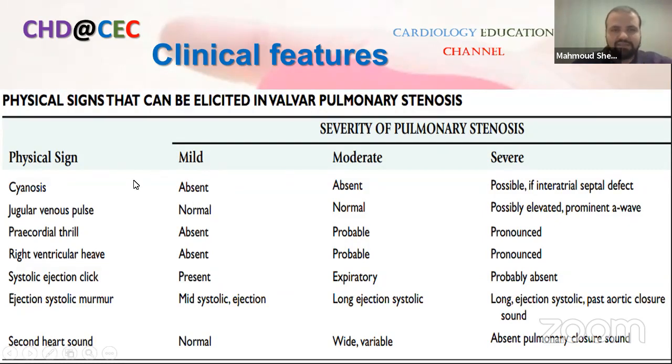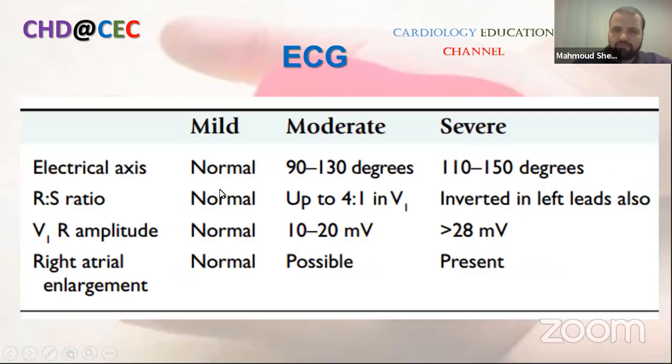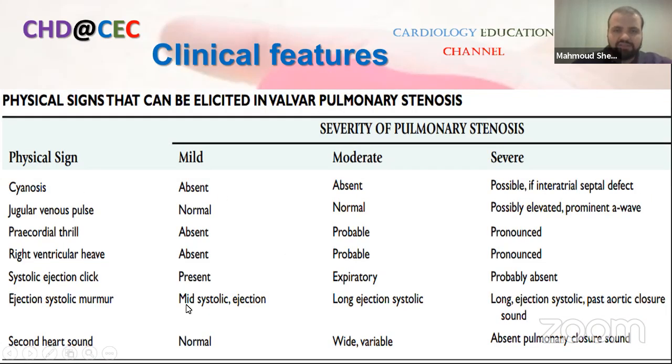So in mild cases, cyanosis is usually absent. The jugular venous pressure is normal. Precordial thrill by examination is absent. Right ventricular heave is also absent. Systolic ejection click is present. The ejection systolic murmur is mid-systolic, and the ejection is better heard. The second heart sound is almost normal. So it is irrelevant apart from the ejection systolic murmur and the systolic click in mild cases.